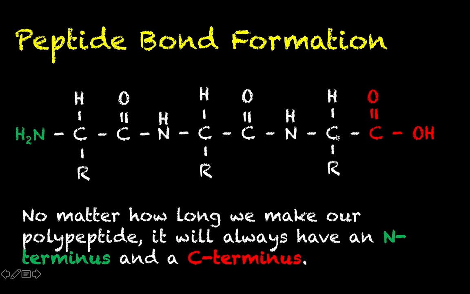If we add a third amino acid onto this dipeptide to turn it into a tripeptide, you'll notice that the tripeptide still has a free amine and a free carboxyl. So this is going to be a little bit of a theme for us. No matter how big or how small a peptide, a polypeptide, or a protein is, it is always going to have what is called an N-terminus, one end of the protein, and a C-terminus, the other end of the protein.